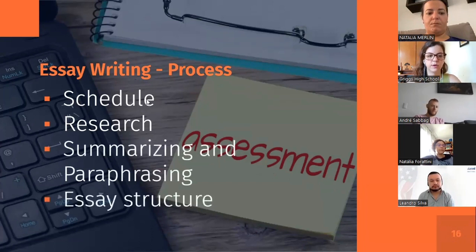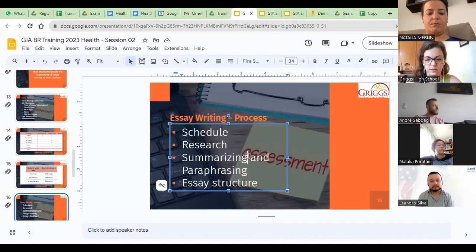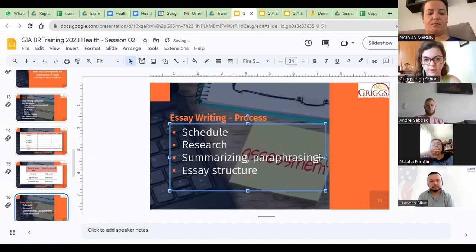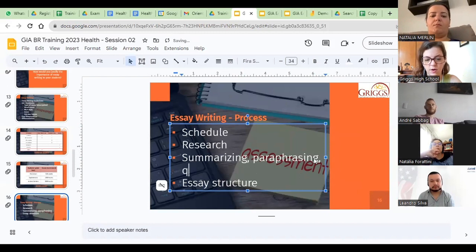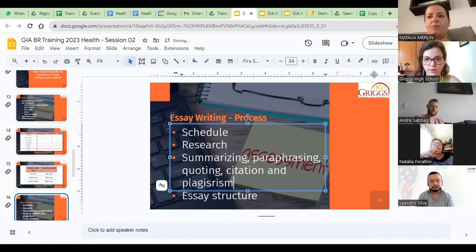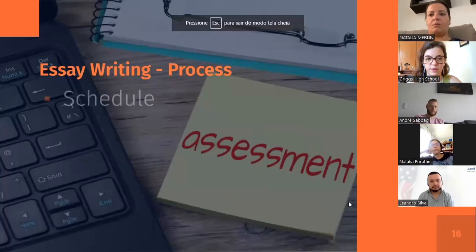So in the schedule, the students will do the research, and they will work with summarizing. I changed this in the other slide, and I want to change it here too. Summarizing, paraphrasing, quoting, citation, and plagiarism. So you need to work with all of these concepts throughout the course as well.